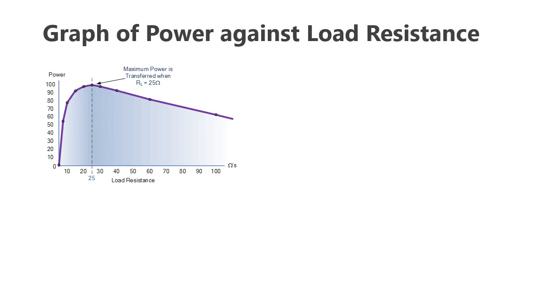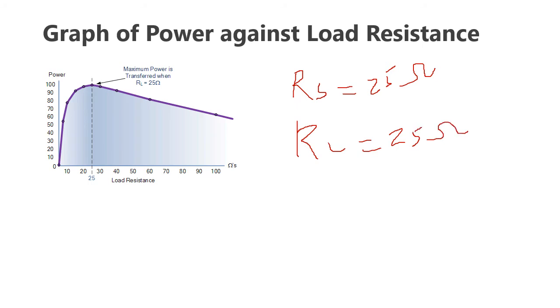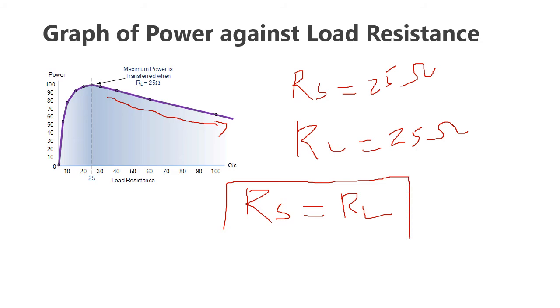So from this graph we come to the conclusion that our RS is the fixed value of 25 ohm, but RL is the variable resistor. When RL reaches 25 ohm, it is giving the maximum power. After that the power is reducing. So to obtain the maximum power, RS should be equal to RL. This is the condition to obtain the maximum power transfer.